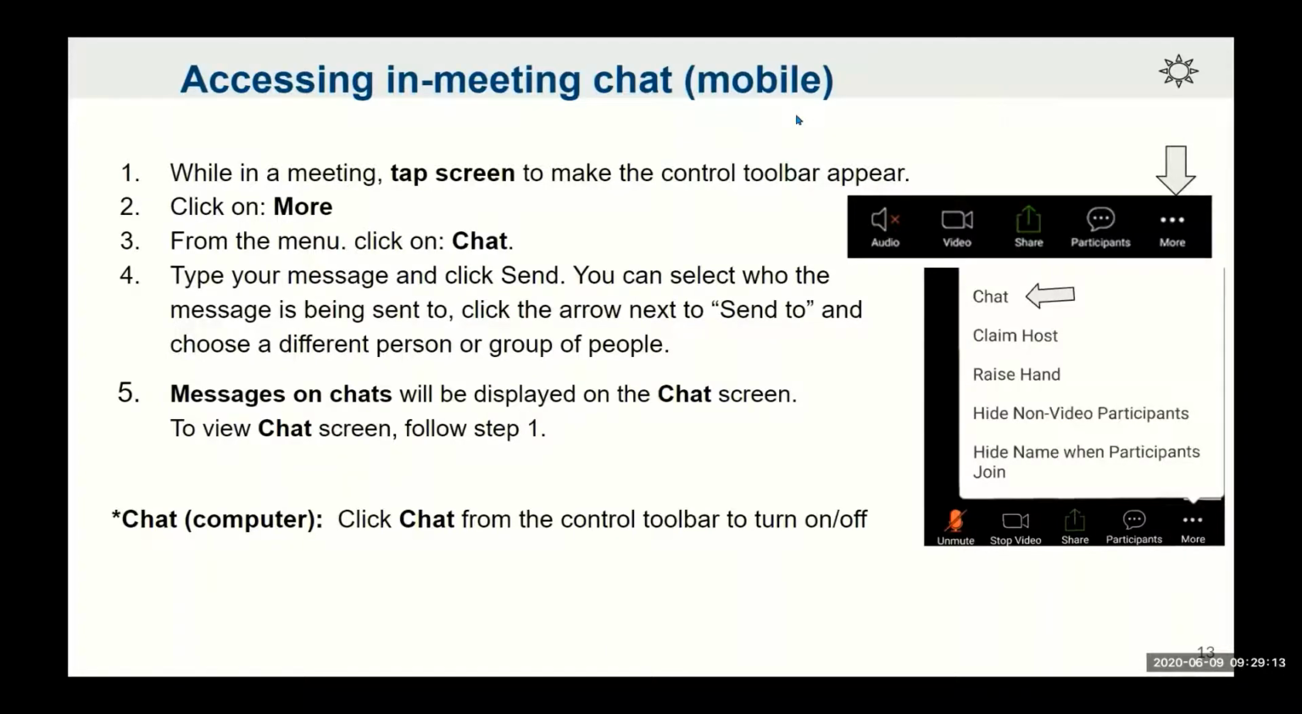Again, if you don't see the toolbar, you tap on your phone screen, and it should bring up the control toolbar. The control toolbar looks something like this. Then you want to click on More, where the arrow is right here. When you click on More, it will bring up the menu, including chat. This is the pop-up menu with different actions that you can do, and chat is right here.